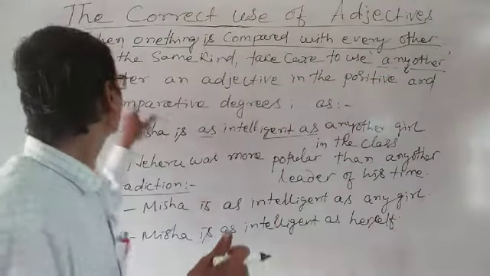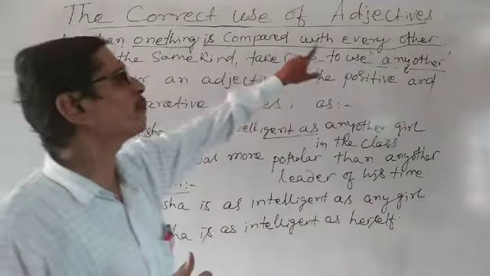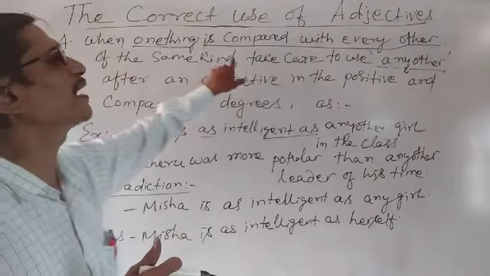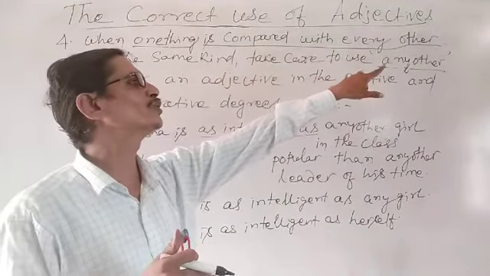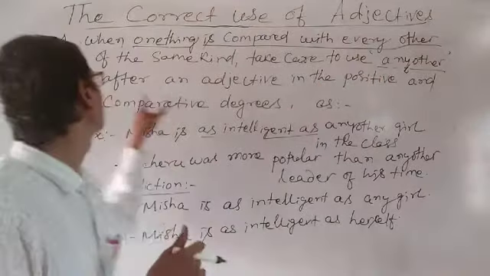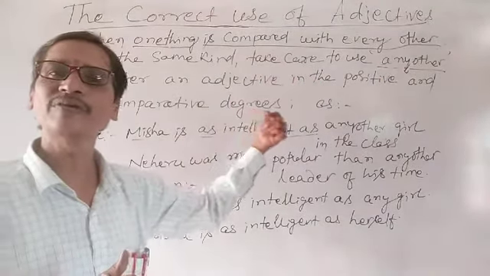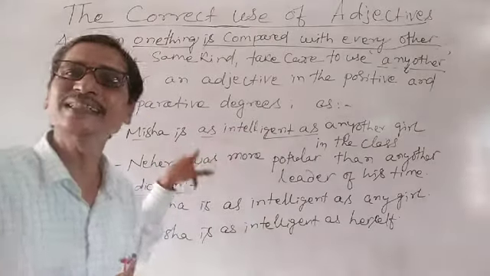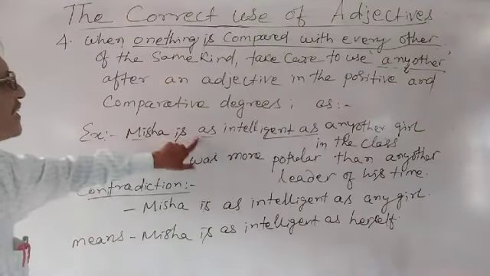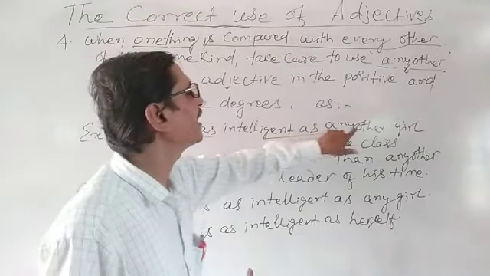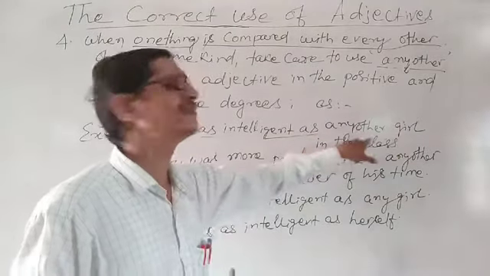So one thing is compared with every other of the same kind. In that case, we should use "any other" after the adjective in the positive and comparative degrees. So for that the example is given. You see, Misa is as intelligent as any other girl in the class.